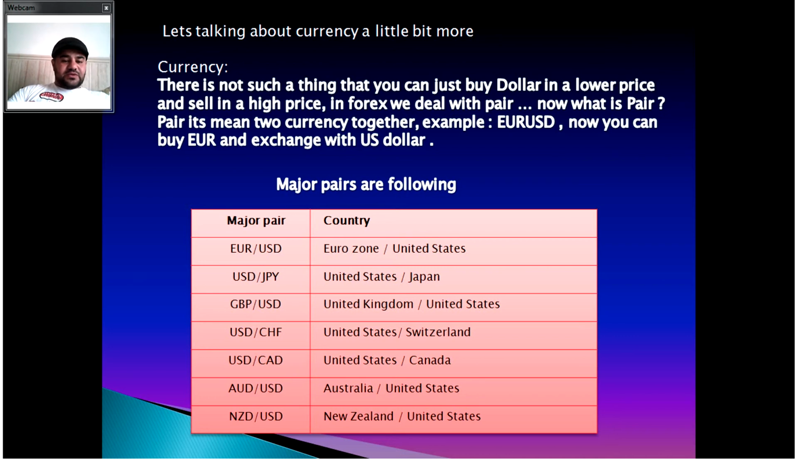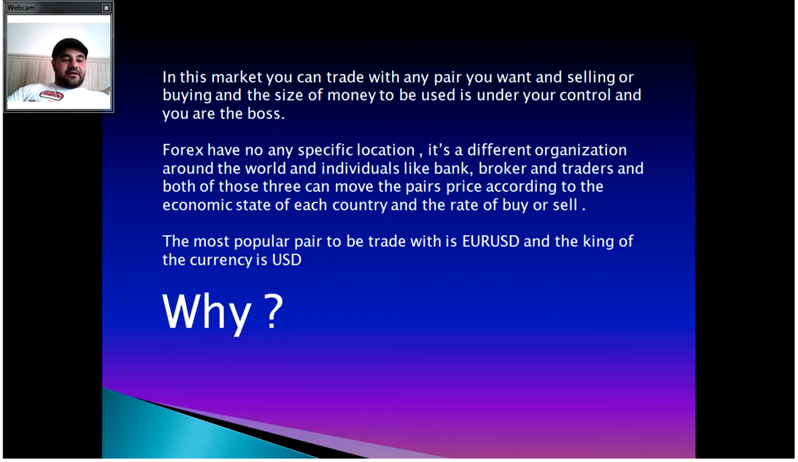Now you should know that we have the major pairs following: EUR/USD, USD/JPY, GBP/USD, USD/CHF, and so on. Okay. Now let's move to the other slides. There are many characteristics that I wanted to talk about regarding forex. The basic characteristic of this market is that you can buy and sell anything you want without asking anybody. You are free. You are the boss of your business.